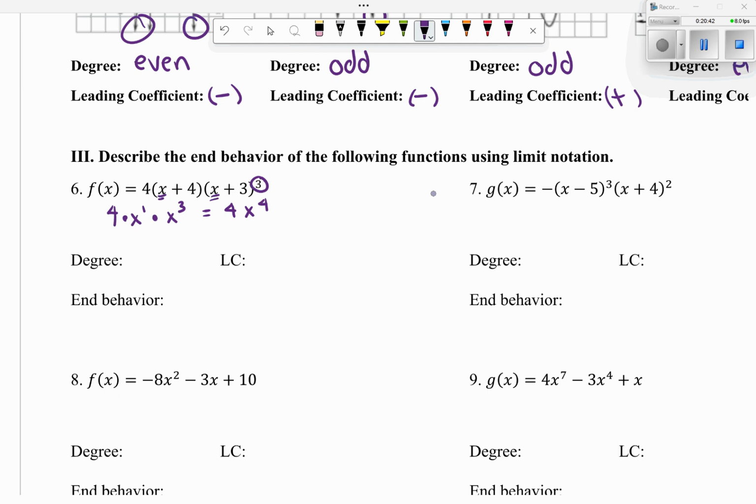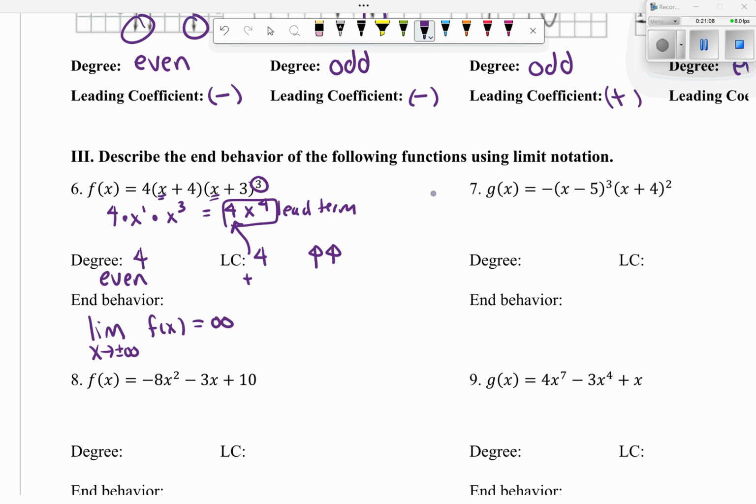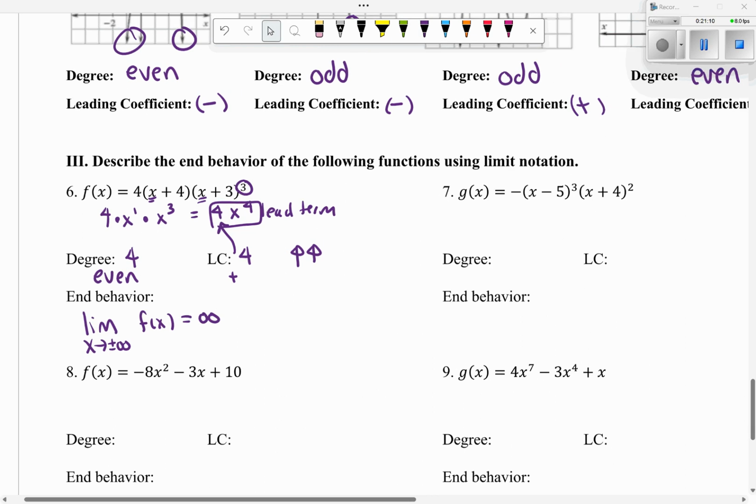So that means the degree would be 4, and the leading coefficient, which is the number in front, is also 4. So this is going to be even, positive. Both ends go up, so we can write the limit as x approaches plus or minus infinity for the function goes to infinity.